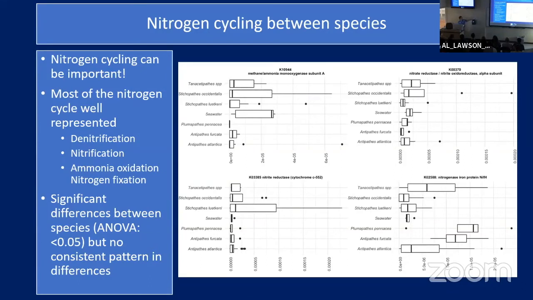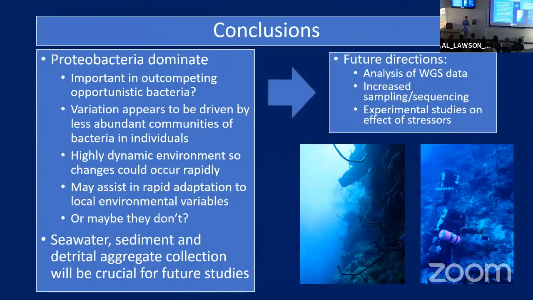Nitrogen cycling between species. Nitrogen cycling can be important, but essentially what I found was that there were differences between corals, but no consistent pattern again. So that variation was also within the functional attributes of the corals.